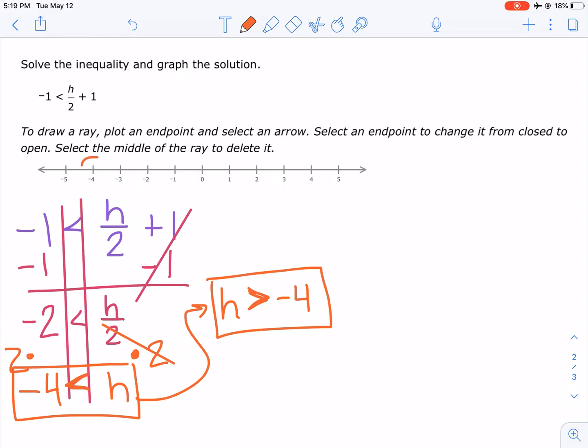I'm going to start with my boundary point on -4. This time, I'm going to leave it as an open circle since it says h needs to be greater than -4. I can't include it. And I'm going to shade in the positive direction, including my arrow, to show all of the numbers in my solution set, all of the numbers that are greater than -4.